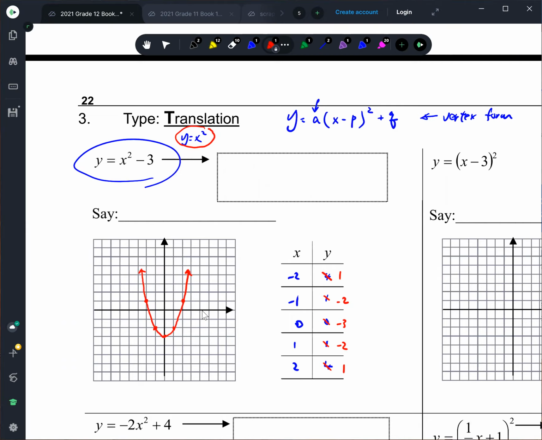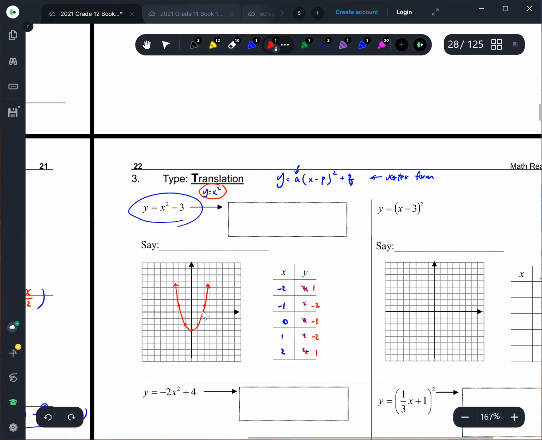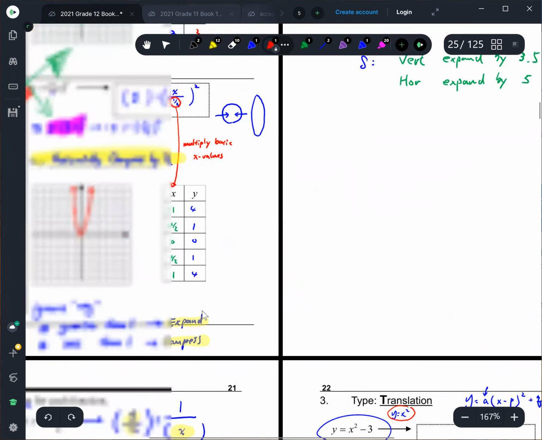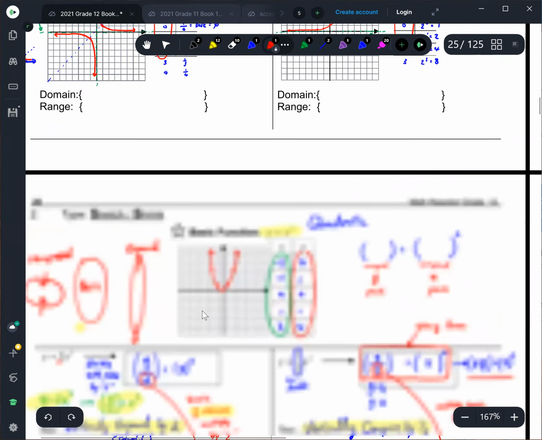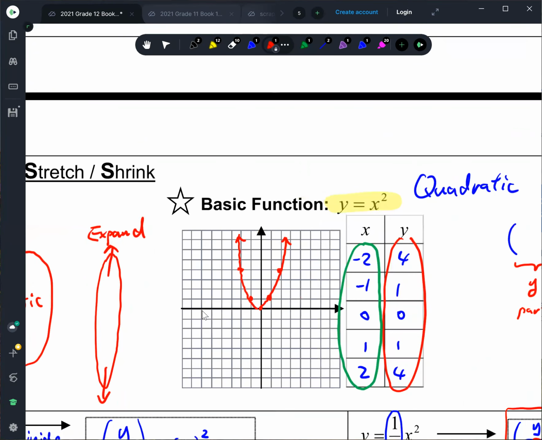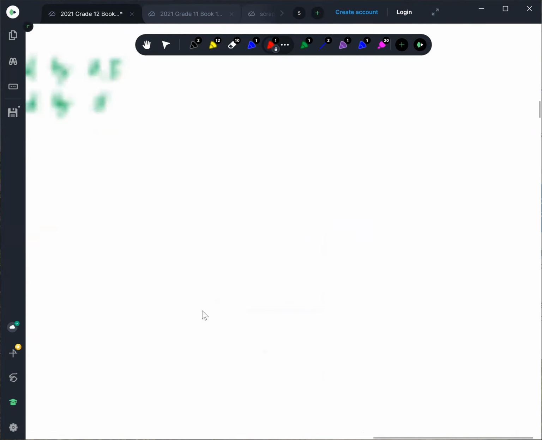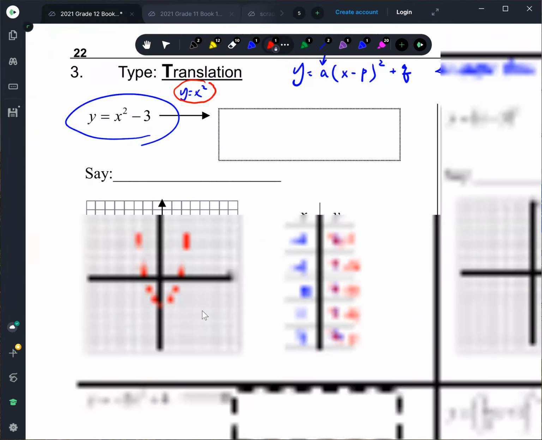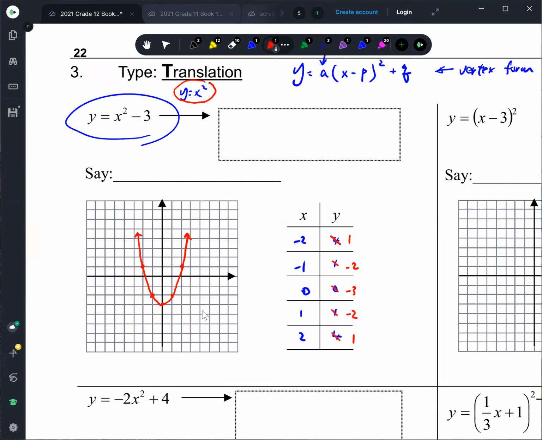Okay, so if you compare this graph with our basic, which is up here on page 20, right? This is the one that has without the -3. Compare that one with the one we just did. What's happened? How would you describe what's happened to the basic? Sophie, if you want to describe in words, what's happened to this graph compared to basic, what would you say?